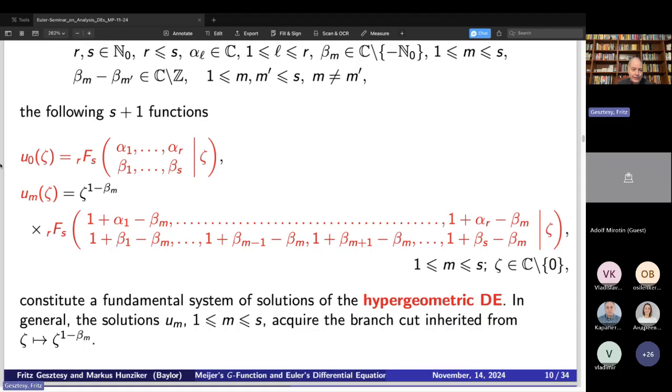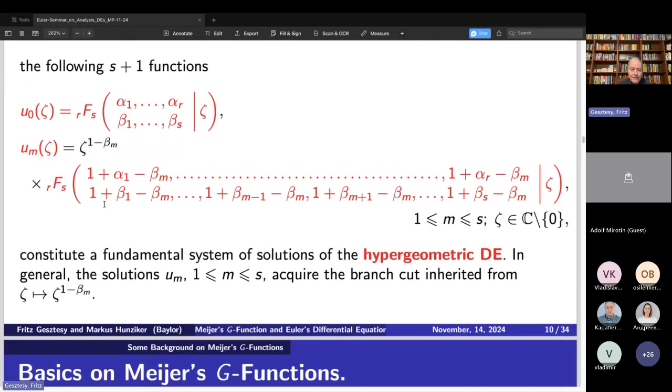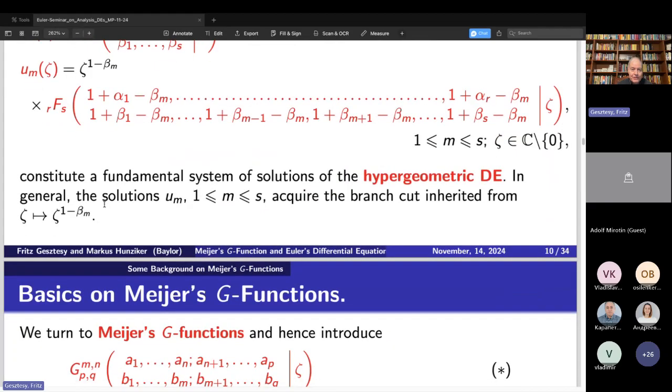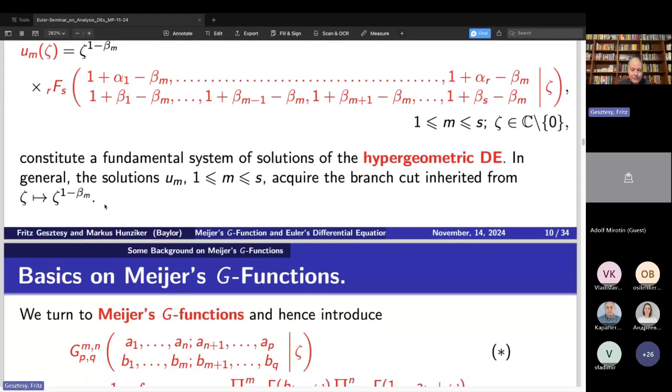And with the exception of the first one, of course, there is a branch cut that's inherited, in general, from this fractional power of zeta. Now, this is the generalized hypergeometric function.